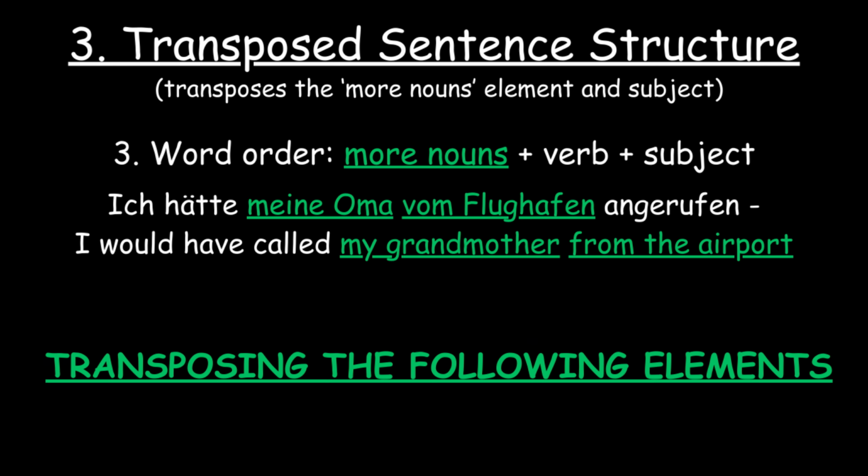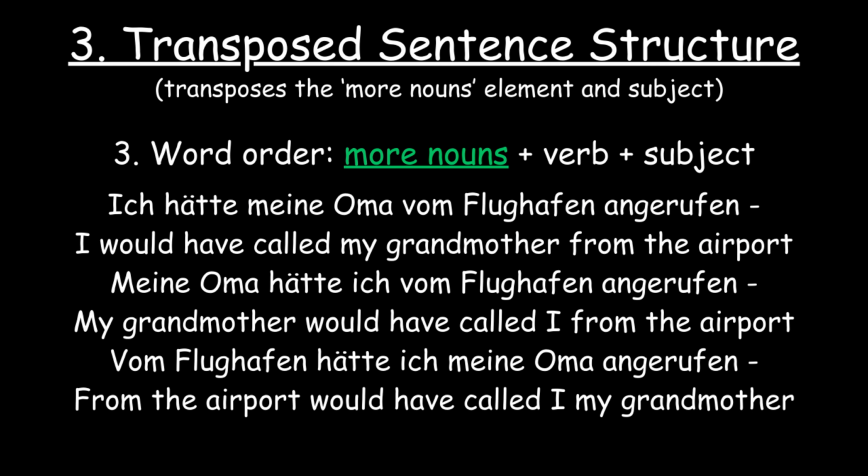across every sentence. Meine Oma hätte ich von Flughafen angerufen. My grandmother would have called I from the airport. Von Flughafen hätte ich meine Oma angerufen. From the airport would have called I my grandmother. Here, we have two options in German because we have two more nouns elements, and we transpose them to the front of the sentences, thereby emphasizing them.